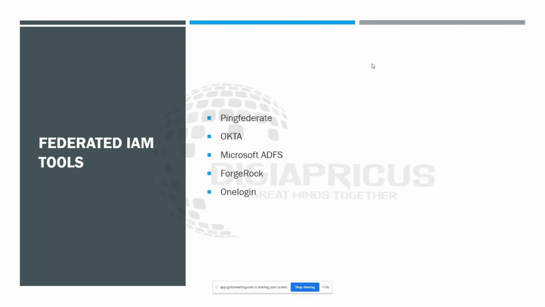Then why Ping Federate? It is considered better than other IAM tools because the user interface for Ping Federate is very simple. If you compare with any other tool, Ping Federate is the one you can learn easily, because if you learn the protocols, SAML, OAuth and OIDC, meaning OpenID, you can easily configure them in Ping Federate. That simplest kind of user interface is only applicable in Ping Federate.